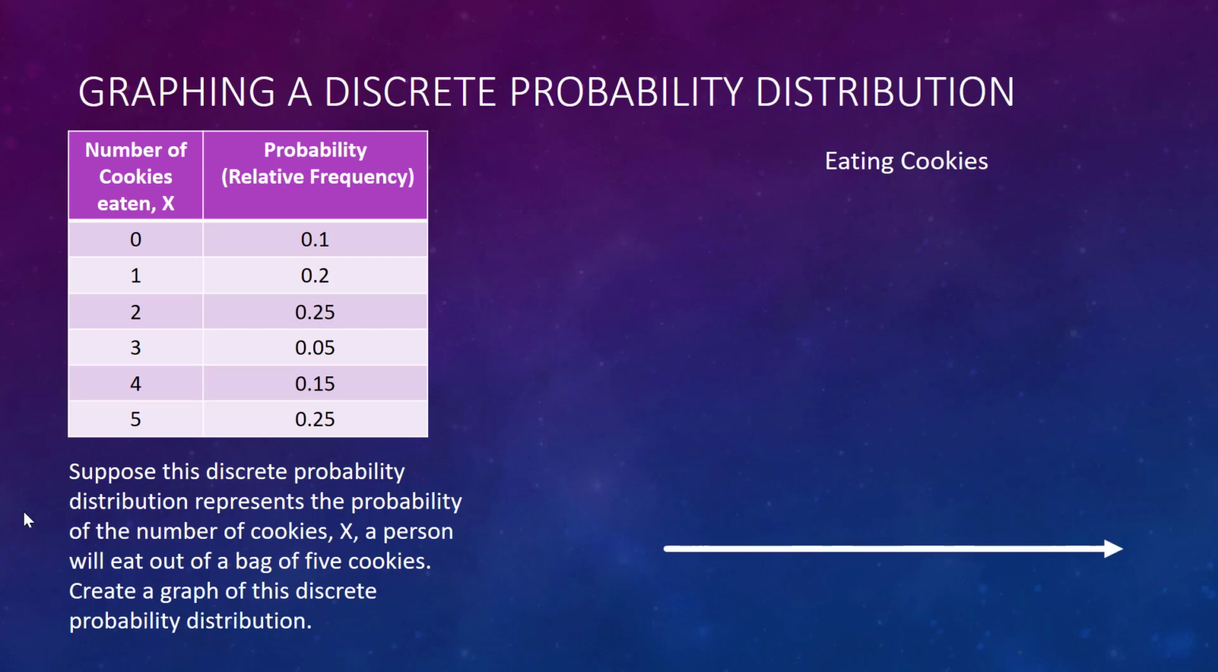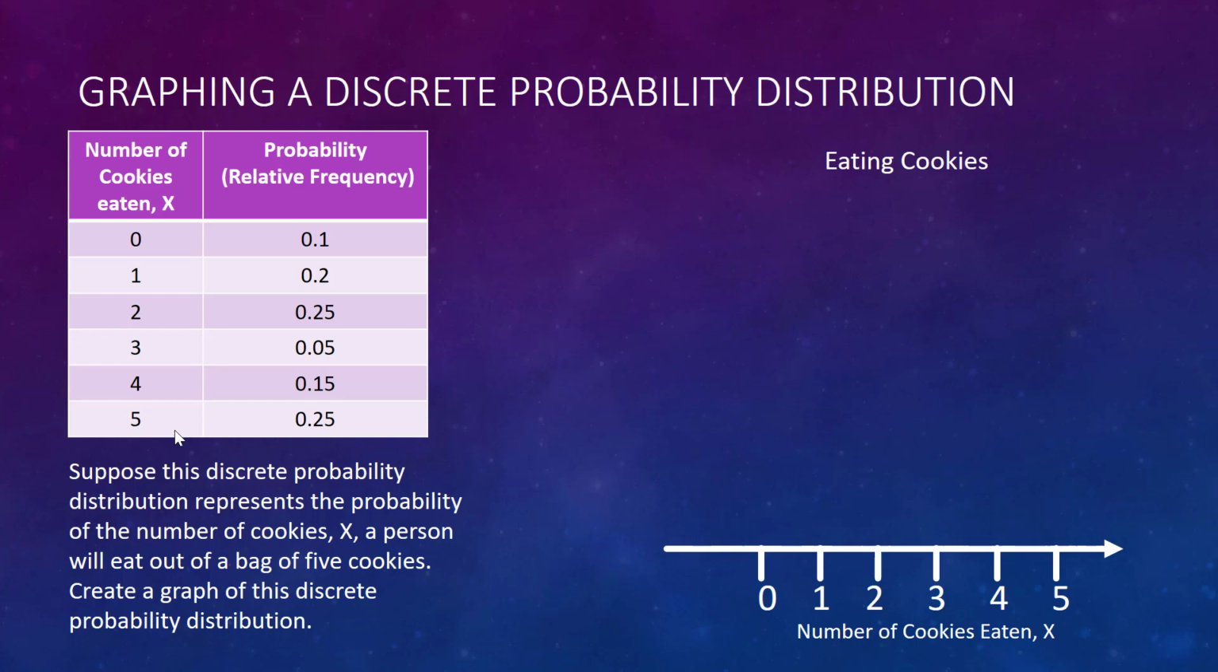Then we need an x-axis. Which of these two values goes on the x-axis? If you said the number of cookies eaten, x, you are correct. We always put the random variable on the x or horizontal axis. Next, we need to put tick marks on our horizontal axis, and notice that we start at 0, which is our smallest value of our random variable, and we go all the way to 5, which is the largest possible value of our random variable.